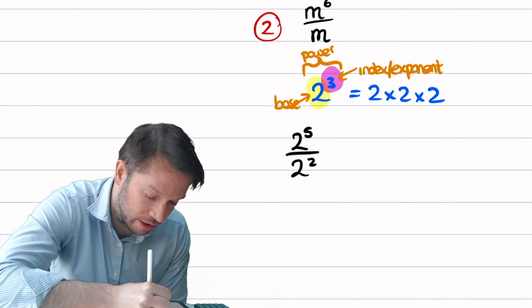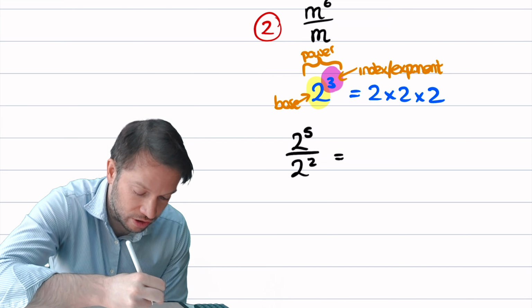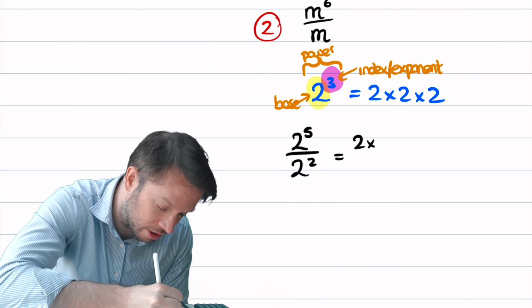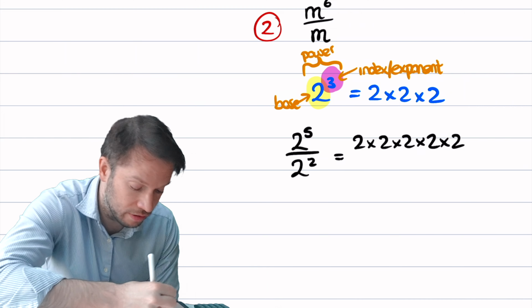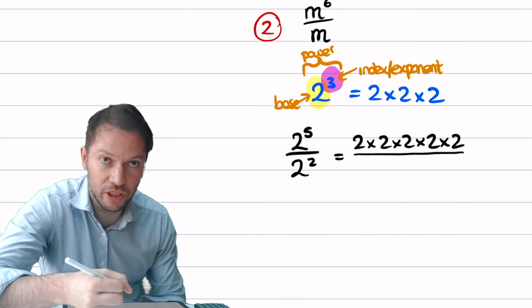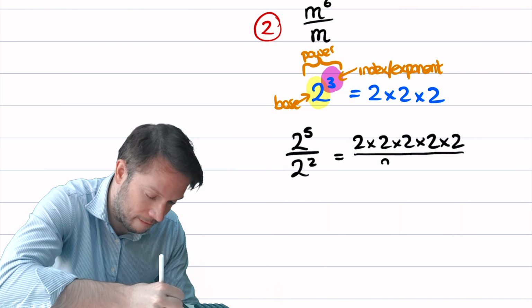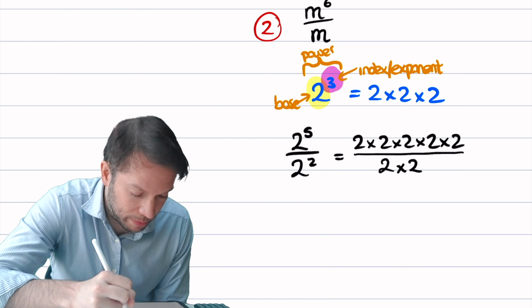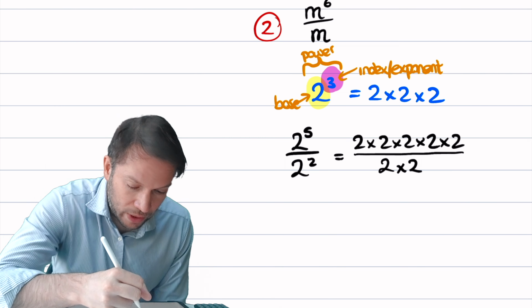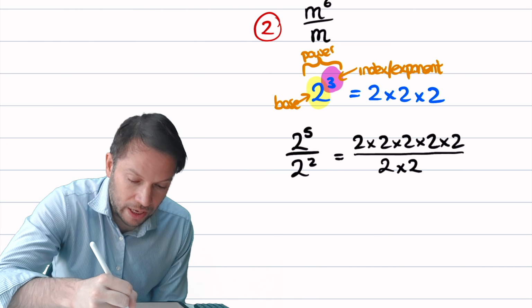Well, what we could do is write out what 2 to the power of 5 and 2 squared actually mean. 2 to the power of 5 means 2 times 2 times 2 times 2 times 2. We're multiplying 5 2's together. And what does 2 squared mean? It just means 2 times 2. Like this.